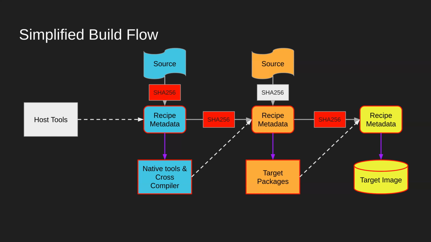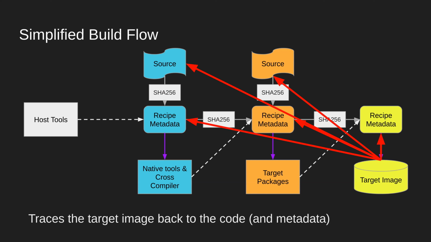This is a great mechanism for detecting when things need to be rebuilt. But this also means, from a supply chain perspective, that we have a really strong mechanism that allows us to say what went into the target image, and you can trace this back very strongly to the source code and the recipe metadata that went into the build in the first place. That is, at its core, a type of supply chain where we can trace this stuff back very accurately.